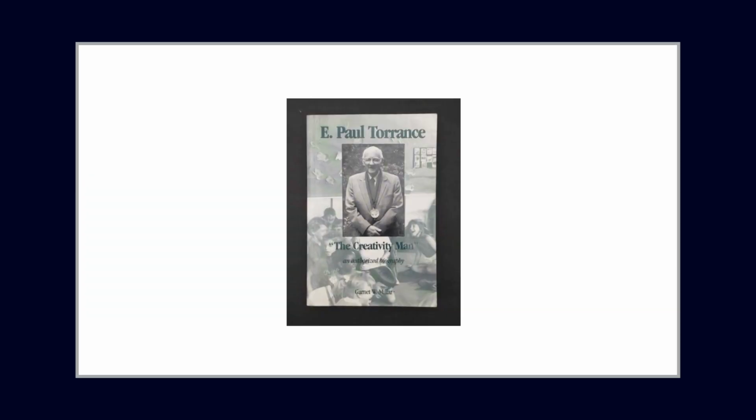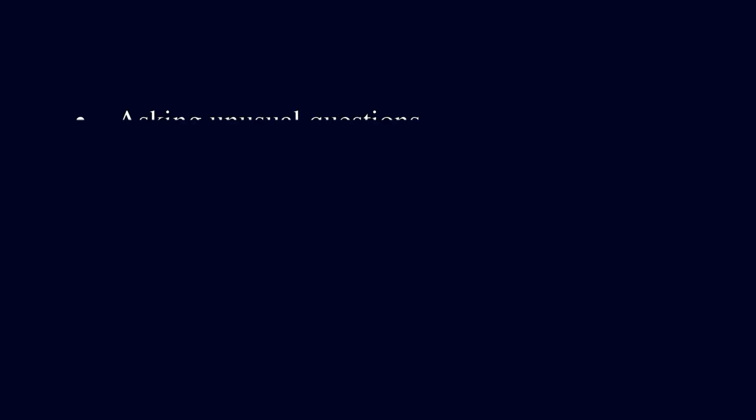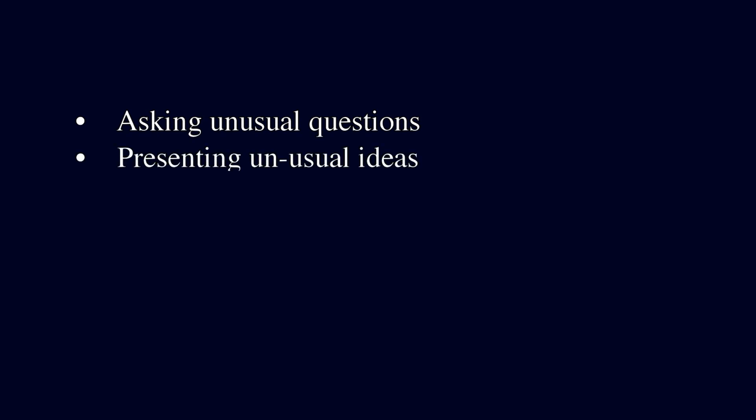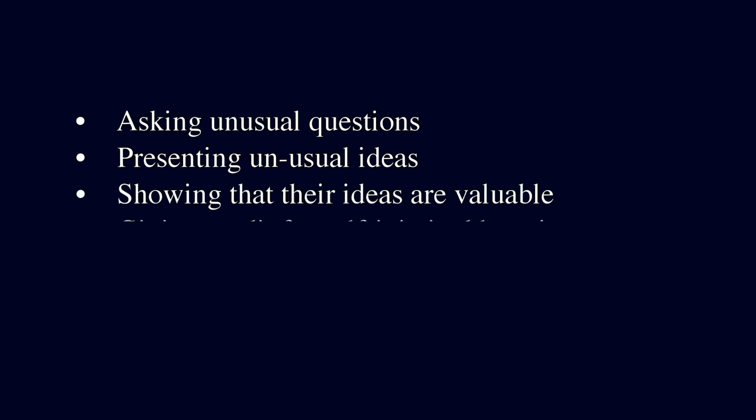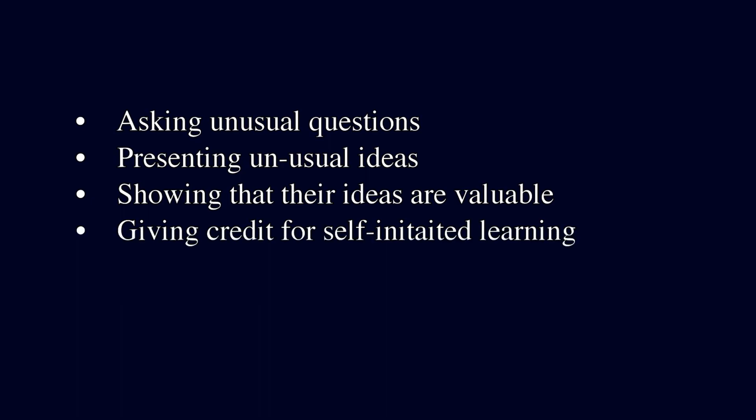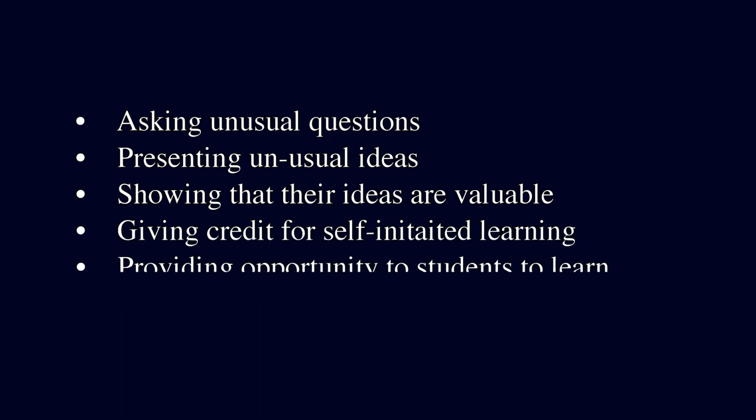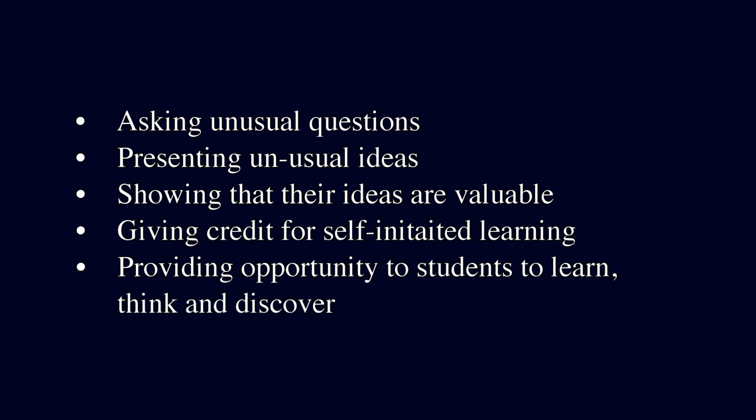According to the American psychologist E.P. Torrance, there are 5 ways by which a creative teacher can encourage and reinforce creative achievement. First, by asking unusual questions, presenting unusual ideas, showing that their ideas are valuable, then giving credit for self-initiated learning, providing opportunity to students to learn, think and discover.